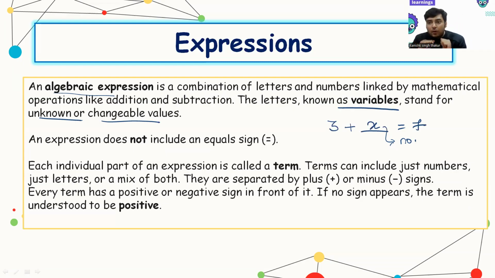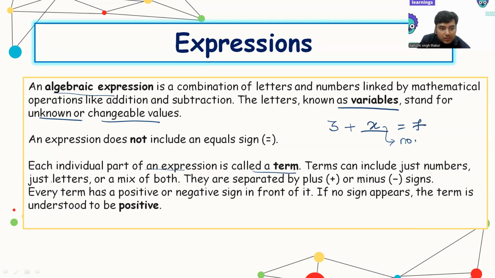Everything follows as numbers follow. It will be added like a number, it will be divided like a number. That's it. But we have to see some things: a variable can be added with a variable only. Each individual part of an expression is called a term.